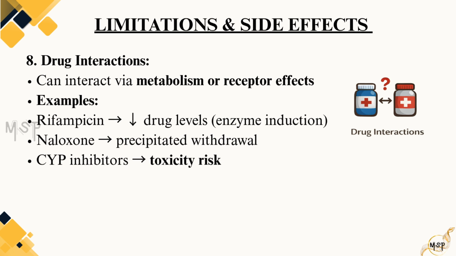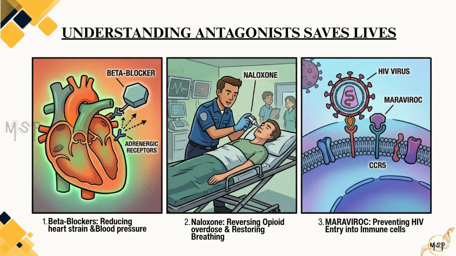And finally, drug interactions. Antagonists can be involved in complex drug interactions. For example, rifampicin inducing CYP450 enzymes and reducing antagonist plasma levels, naloxone precipitating withdrawal in dependent patients, or CYP450 inhibitors causing antagonist toxicity. Antagonists are everywhere in medicine, from the beta blocker protecting a failing heart, to naloxone saving a life in the emergency room, to maraviroc blocking HIV at the cell membrane. Understanding them deeply is what separates a good prescriber from a great one.